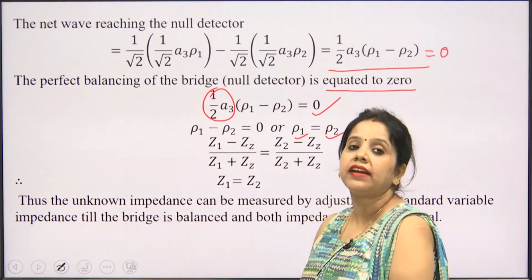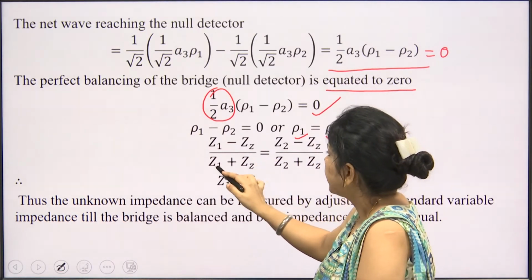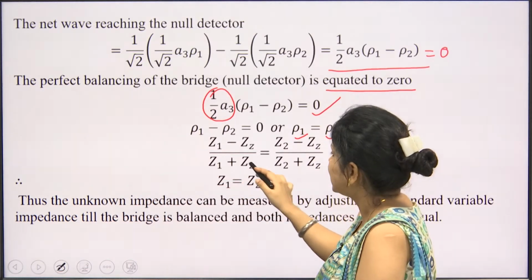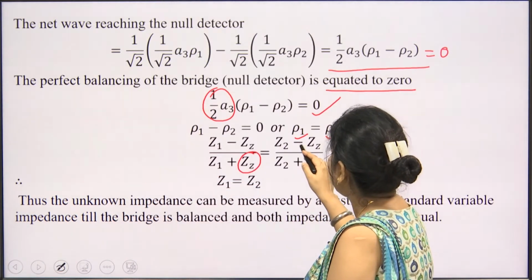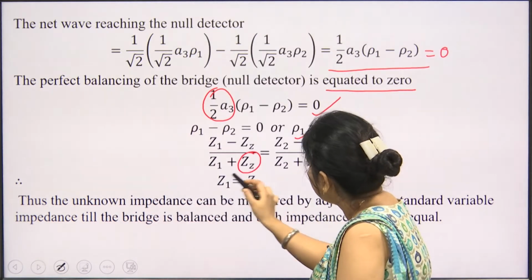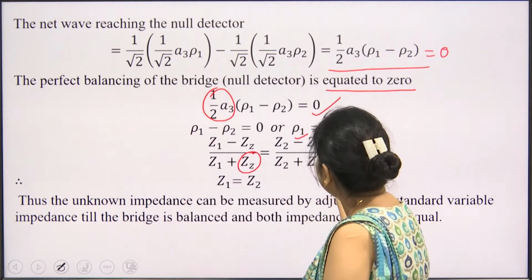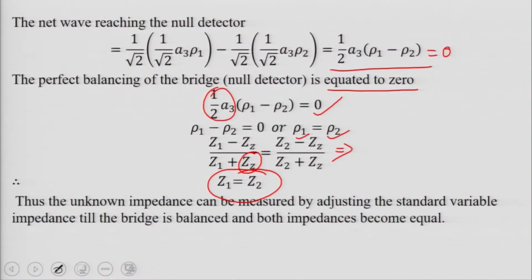And we know that the reflection coefficient is written as Z1 minus Z0 upon Z1 plus Z0, where Z0 is our characteristic impedance, and Z2 minus Z0 upon Z2 plus Z0. By solving this equation, we are able to get Z1 equal to Z2. So what is the main purpose here?